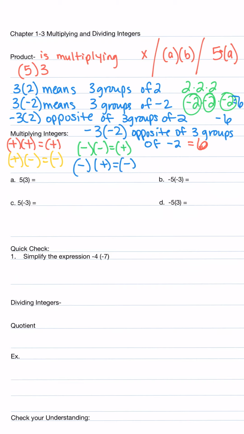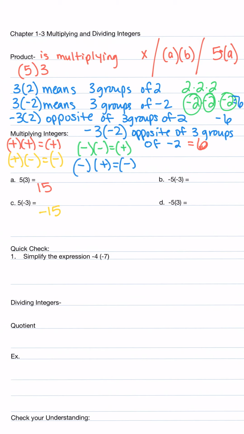So we have 5 times 3. Well, that's easy because they're both positive. So that's going to equal 15. Now we have positive 5 times negative 3. So we know that it equals 15. But if we look at our yellow, a positive times a negative is going to equal a negative. Or if we think about it, it means that there's 5 groups of negative 3, it's going to be a negative.